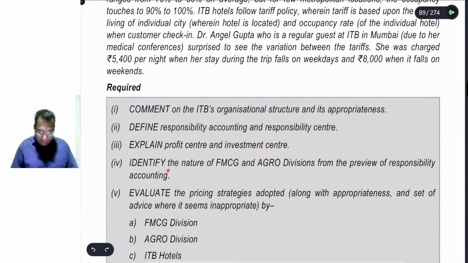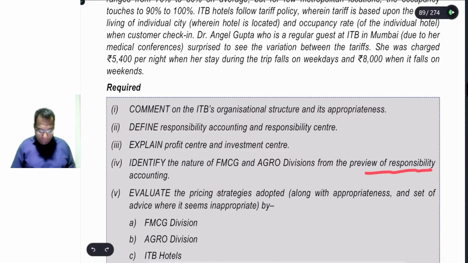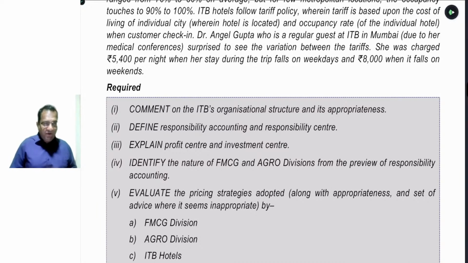You have to identify the nature of FMCG division and agro division from the preview of responsibility accounting. From the preview of responsibility accounting आपको identify करना है FMCG का कौन सा नेचर है एंड एग्रो डिवीजन का कौन सा नेचर है फ्रॉम द प्रीव्यू ऑफ रिस्पॉन्सिबिलिटी अकाउंटिंग, है ना. डोंट लुक एट द सॉल्यूशन पार्ट बेटा, आई एम गिविंग यू द आंसर.